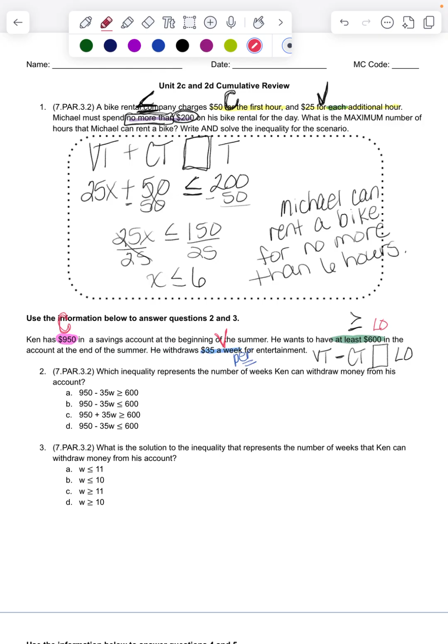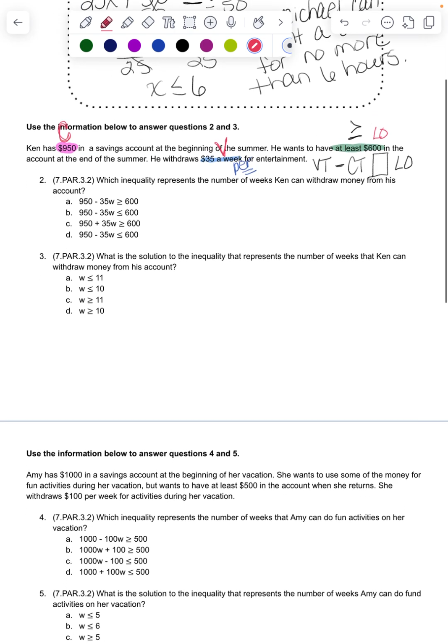So I'm going to leave that one there. I'm not going to solve it. I've given you enough that you should be able to figure that out. So you're going to write the inequality for number 2, and then you've got to solve it for number 3, okay? So that goes together with those.